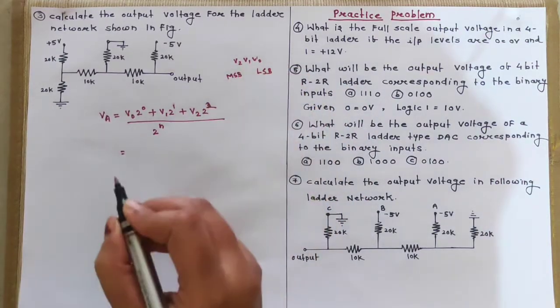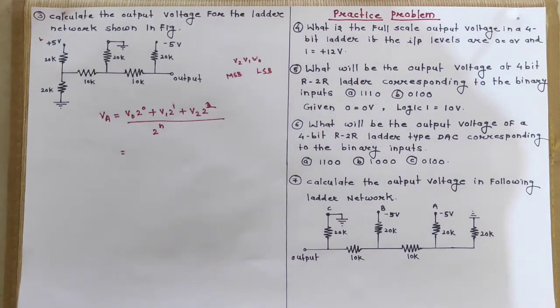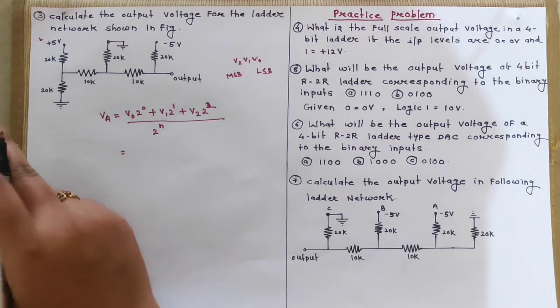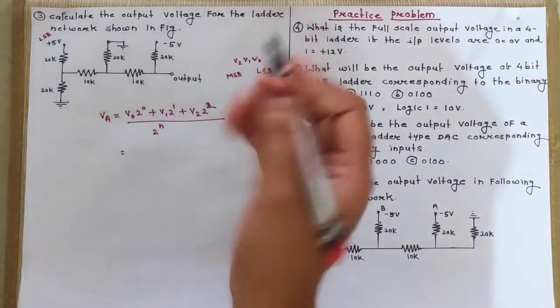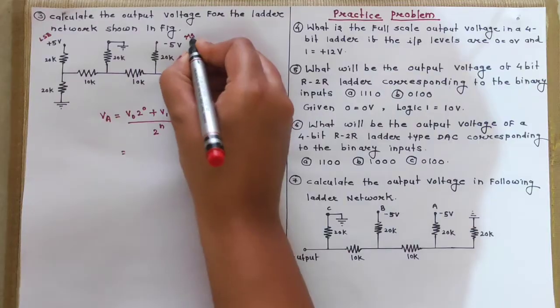V2 is MSB. In case of binary ladder, always remember your LSB starts from left. And on the right side there is the presence of MSB.